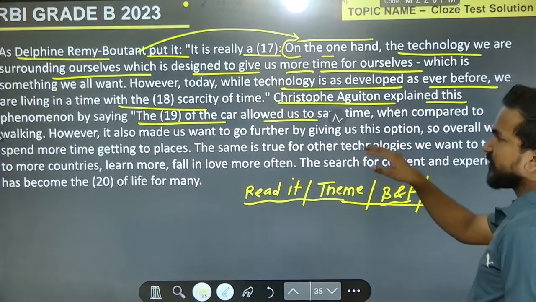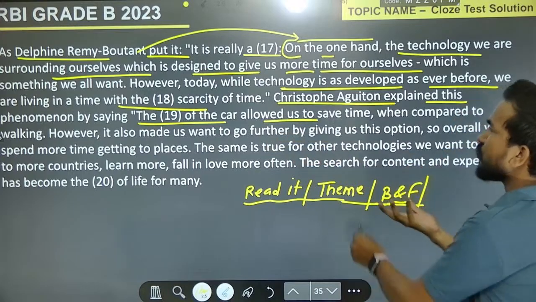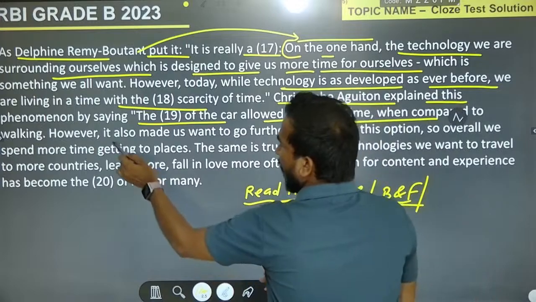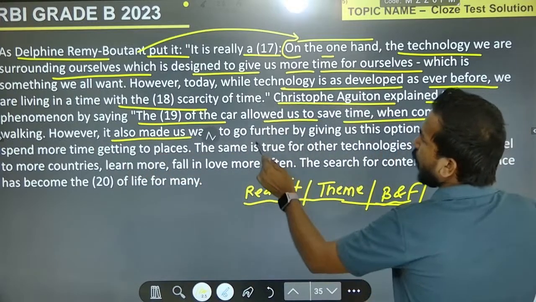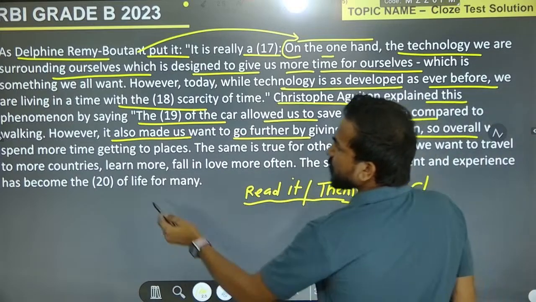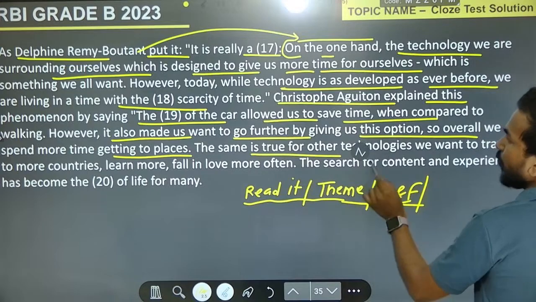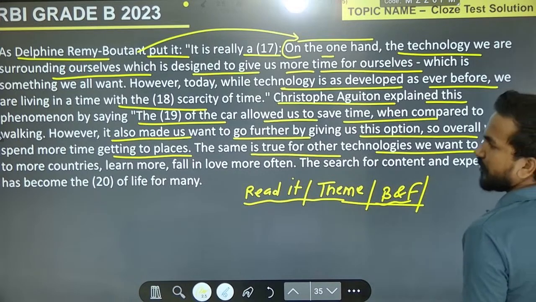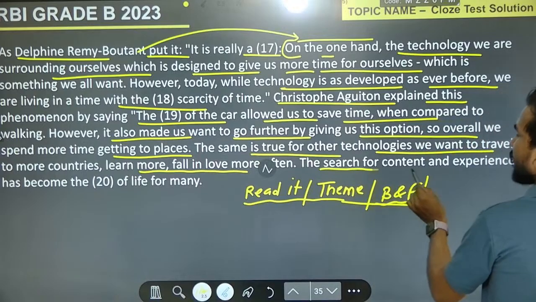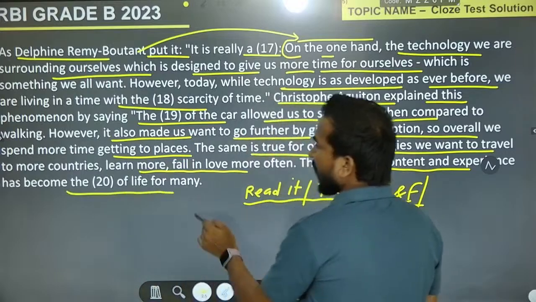Okay, she is giving an example, and that is the blank of the car allowed us to save time. Definitely yes, when compared to walking. However, it also made us want to go further by giving us this option. So overall, we spend more time getting to places. The same is true for other technologies. We want to travel to more countries, learn more, fall in love more often. The search for content and experience has become the blank of life for many.